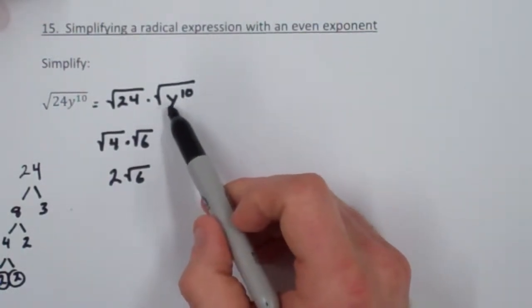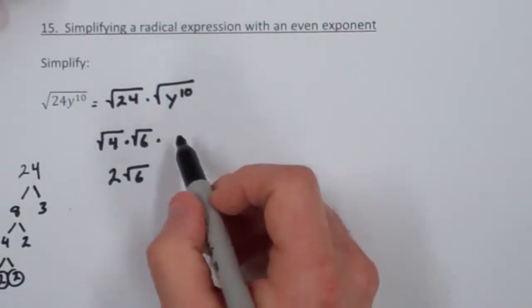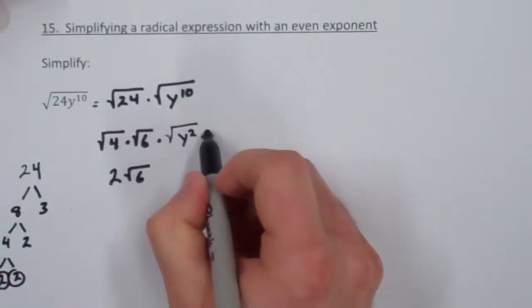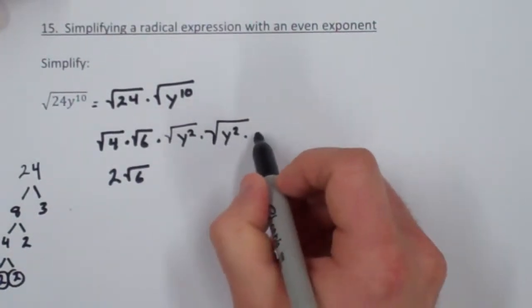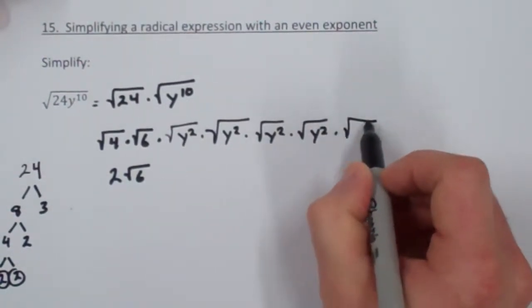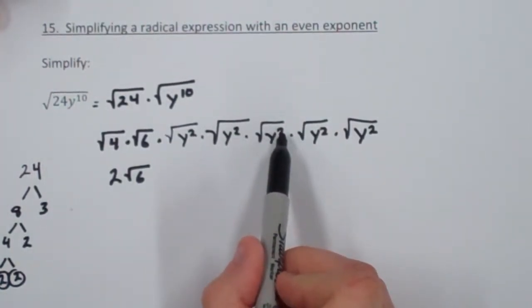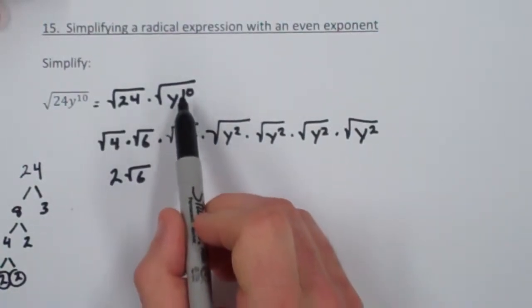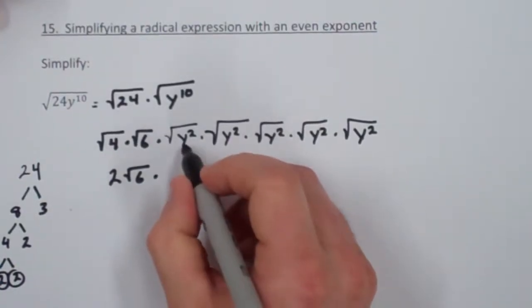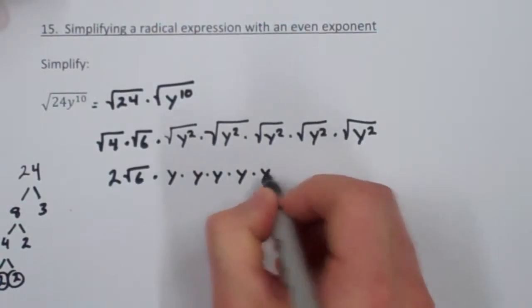This y to the 10th right here, we could, if we wanted to, write this out as the square root of y squared times the square root of y squared, and so on until we wind up with the correct number of exponents. And this is 2 plus 2 plus 2 plus 2 plus 2, which is 10. So we've got this done correctly here. And this is going to be just y times y times y times y times y.